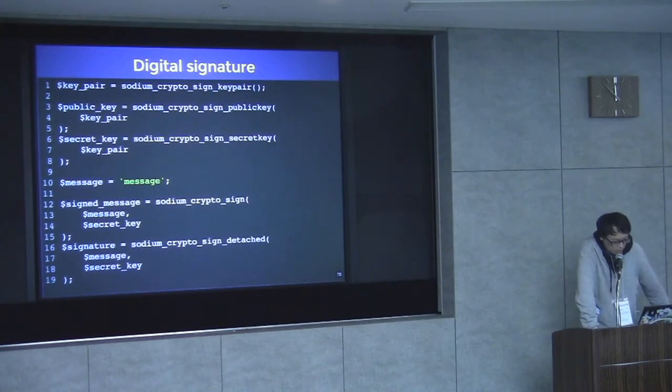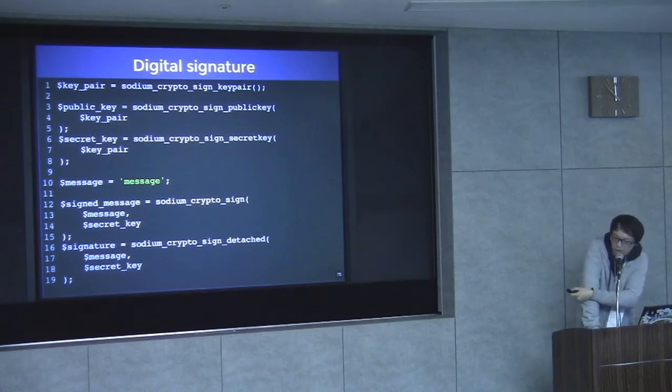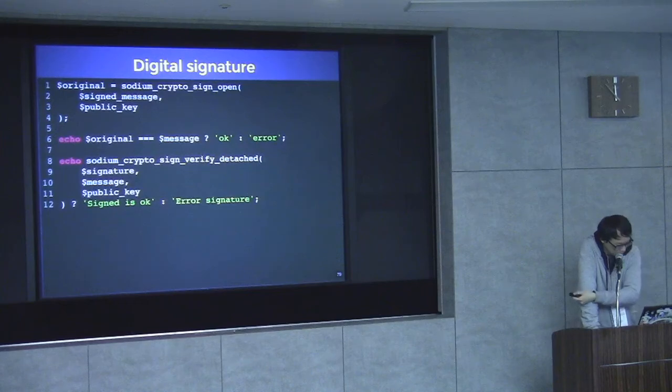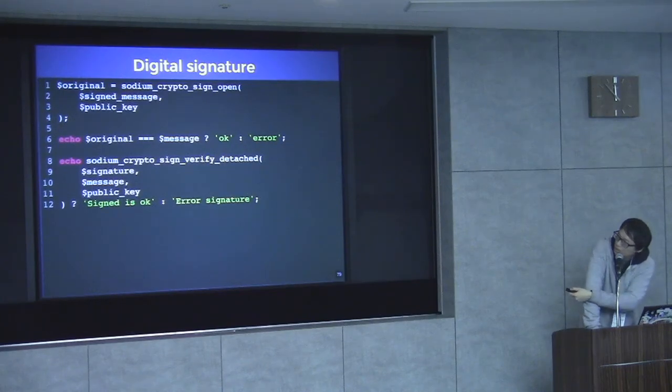And if Alice wants to verify the digital signature about the message, she can use the following code. Firstly, she uses the public key and the secret key, and uses the sign message for this one. And if you want to verify the digital signature is equal, you can use the original and the message. Use the string equals.